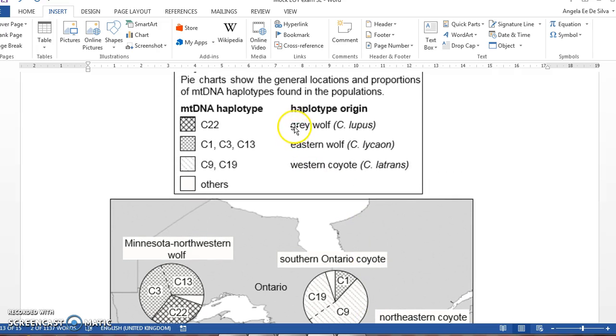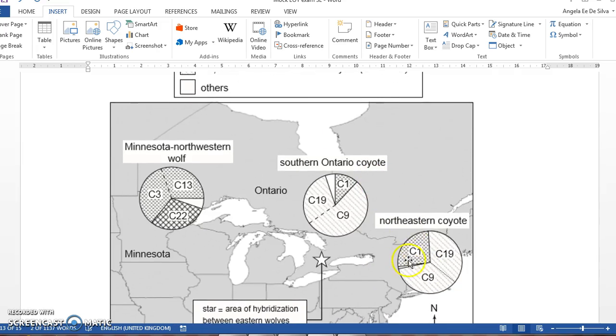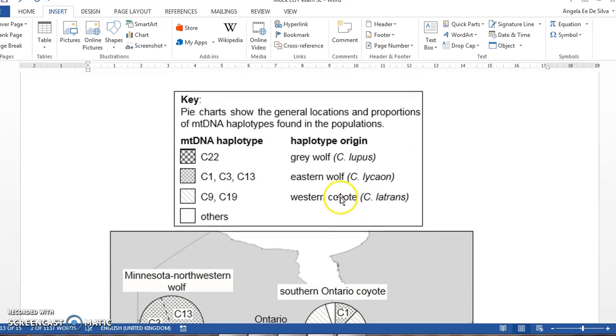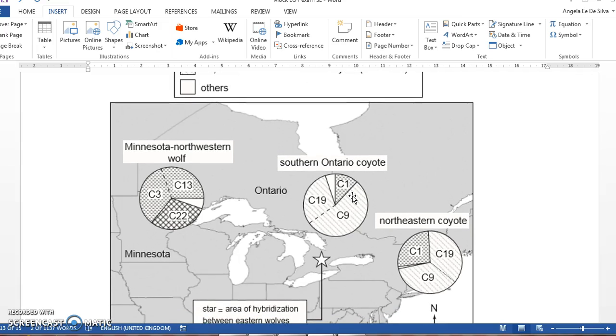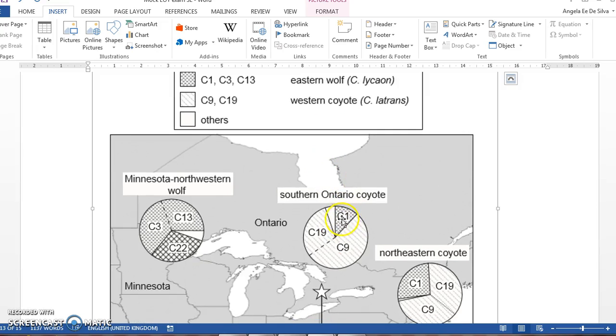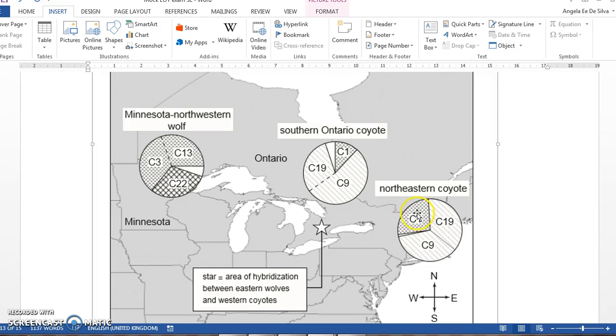C1 came from a grey wolf. So C1 came from a wolf, and C9 and C19 came from a coyote. Same too with the Southern Ontario Coyote. The difference is that we see that the Southern Ontario Coyote has C1 coming from the wolf, which is a smaller proportion. The Northeastern Coyote, C1, again coming from the wolf, has a greater proportion.